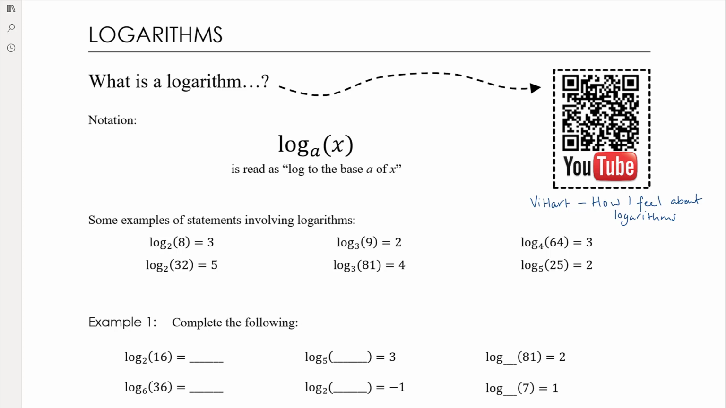So for example, log base 2 of 8 is equal to 3, and that is because if we're counting in steps of times 2, how many steps does it take to get to 8? It takes us 3 steps. 2 times 2 times 2 to get to 8. In terms of notation, this would be read as log to the base a of x, or log base a of x.